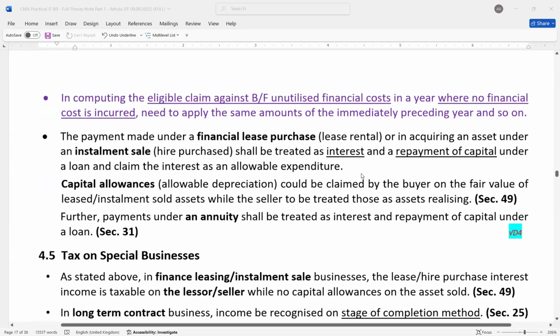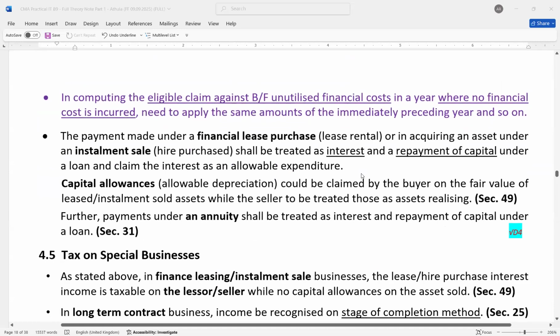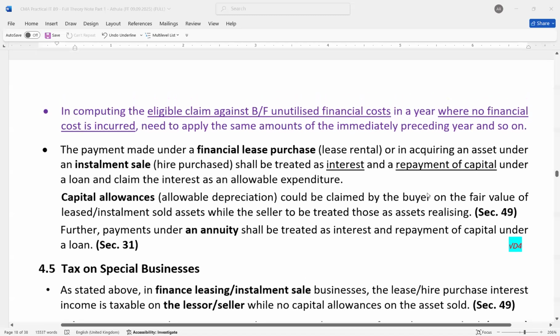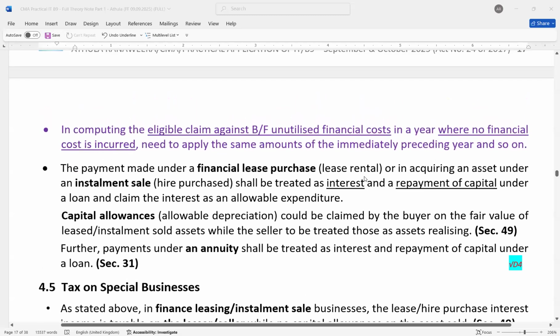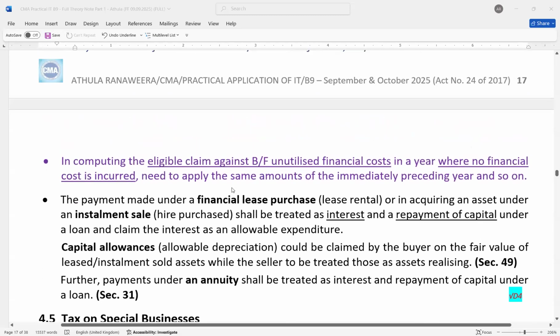Then the payment made under finance lease purchases. Right now, this is section 18. Before moving to the section 49 special case on finance leases, do you have any questions on section 18? Do you have any practical difficulties you have met with the IRD on section 18?